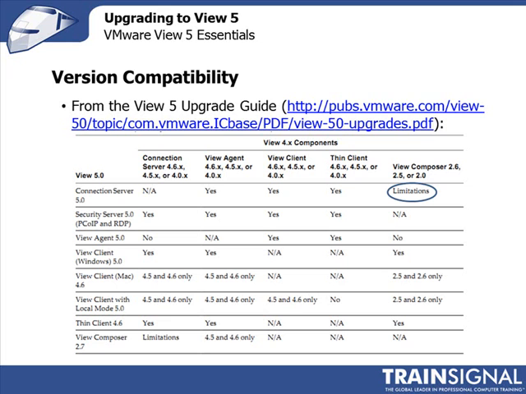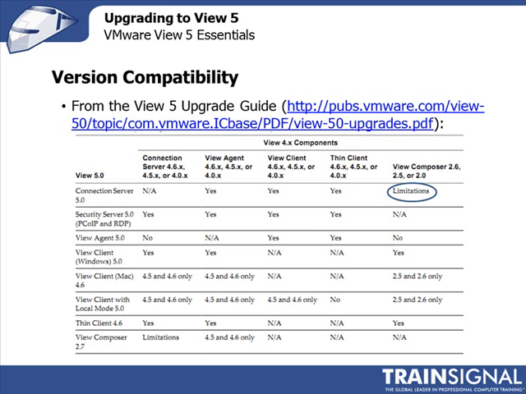First, the connection server working with Vue Composer 2.6, 2.5, or 2.0 does have some limitations. Specifically, if the two aren't matching in version, you won't be able to create new linked clone desktops, recompose, rebalance, or refresh them. Users will be able to connect to desktops. You will also be unable to edit the settings for the linked clone pools.